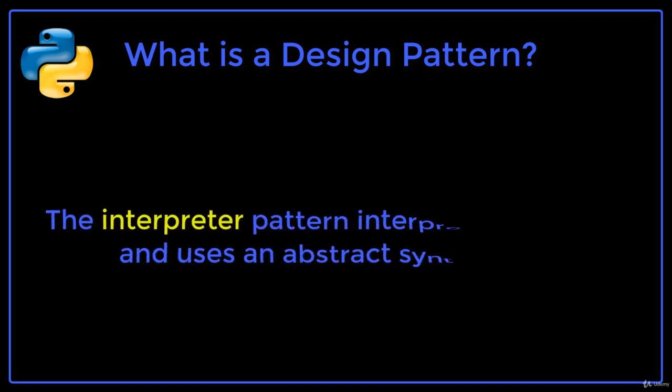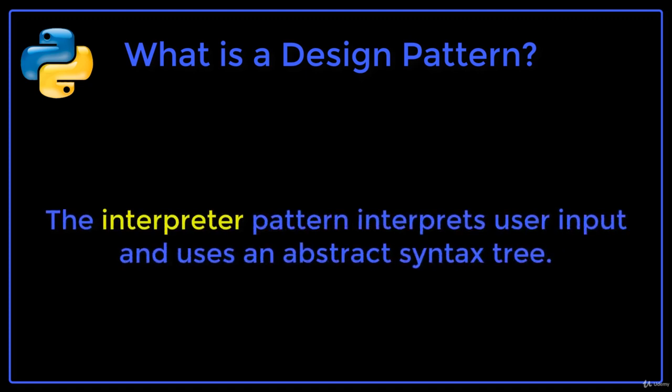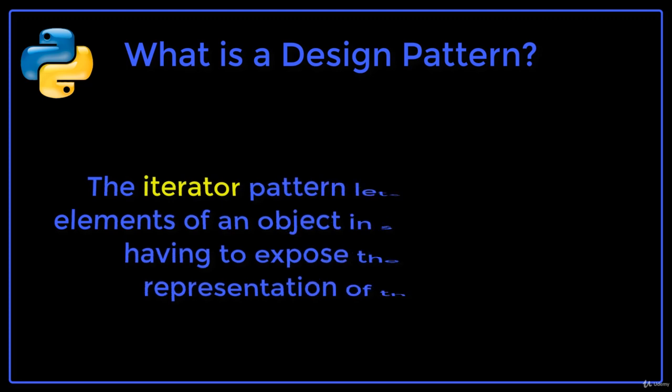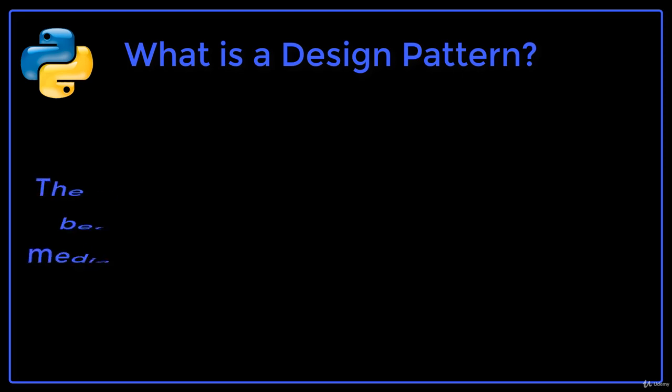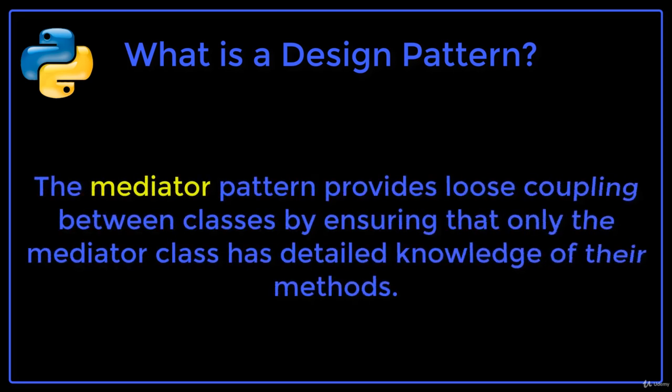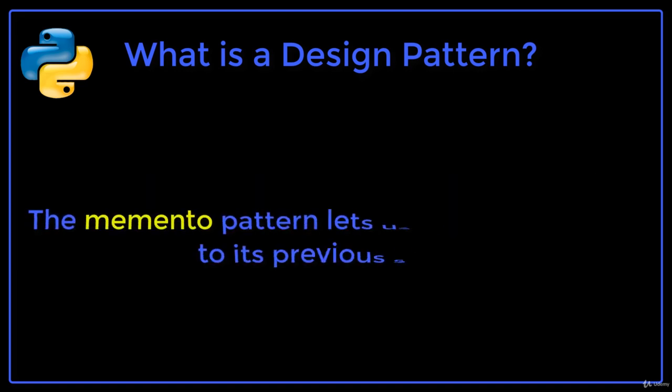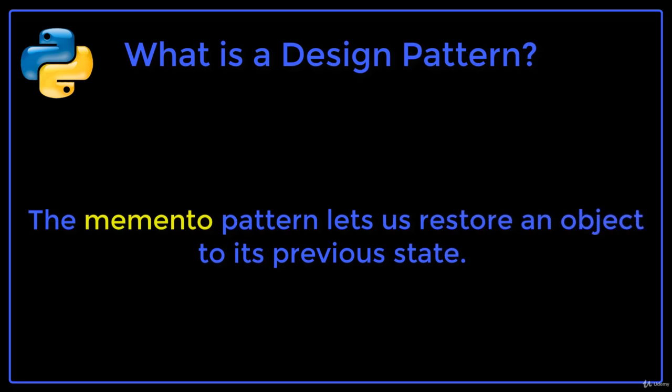The interpreter pattern interprets user input and uses an abstract syntax tree. The iterator pattern lets us access the elements of an object in sequence without having to expose the underlying representation of the object. The mediator pattern provides loose coupling between classes by ensuring that only the mediator class has detailed knowledge of their methods. The memento pattern lets us restore an object to its previous state.